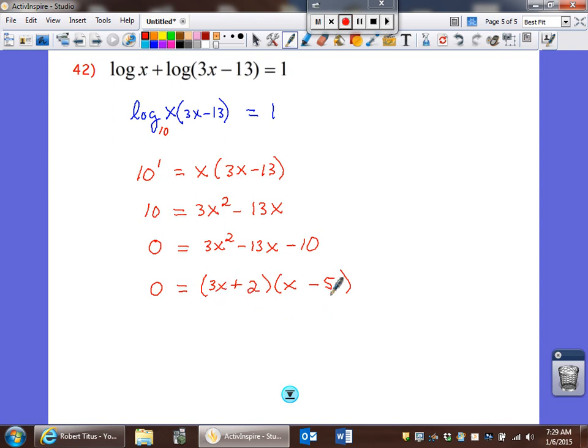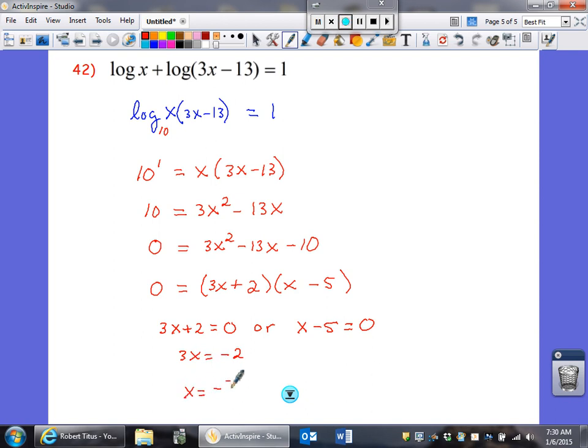So the outside is negative 15x, and the inside is positive 2. And negative 15 and positive 2 makes negative 13. So that one does work. I'm going to set both factors equal to 0. I'm going to take the factor 3x plus 2 and set it equal to 0, or the other factor, x minus 5, set equal to 0, according to the zero product property. On this one, 3x turns out to be negative 2, and x turns out to be negative 2/3. On the other, x turns out to be 5.